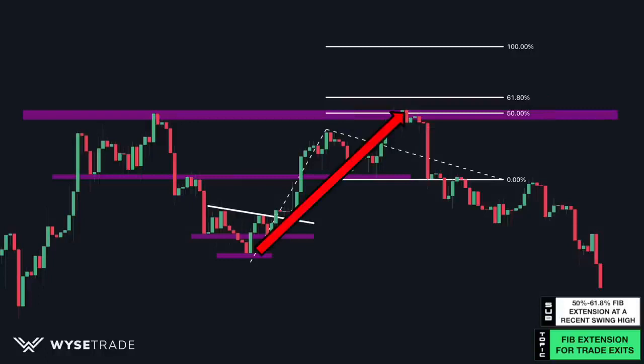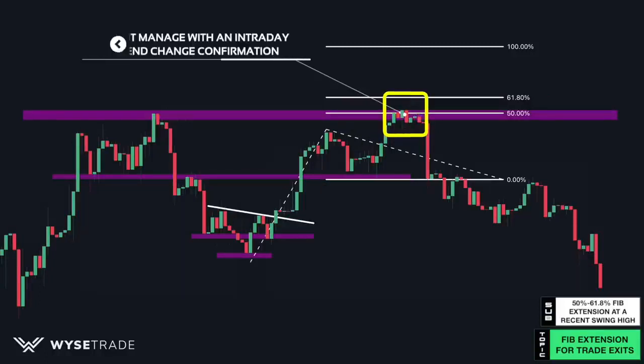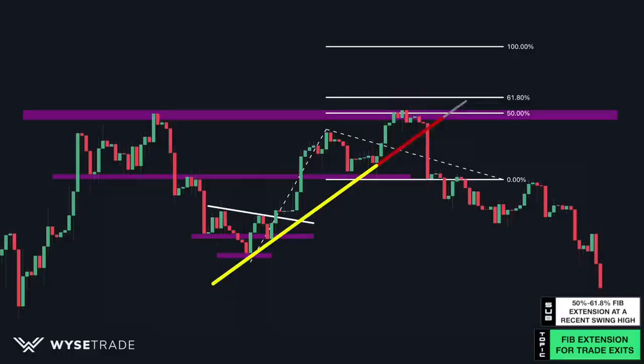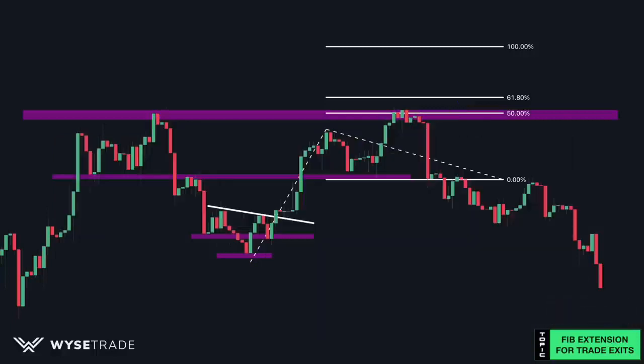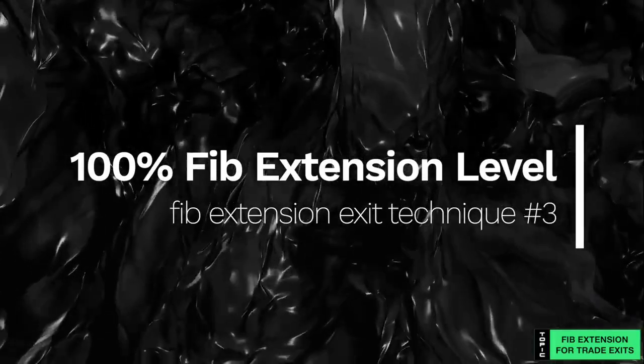Once price reaches the area, you had multiple long wick candles reacting to it. You either look for an intraday trend change for an exit, or wait for a break of the trend line here. Now in a downtrend, this concept would work the same, except you would have the 50% to 61.8% fib level lining up with your recent swing low support level. Let's now move on to the 100% Fibonacci extension level.